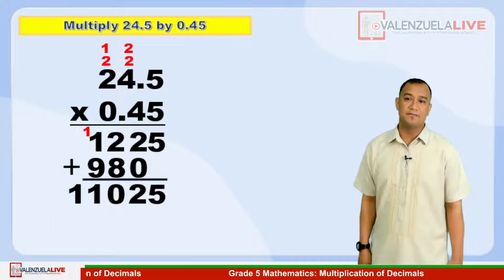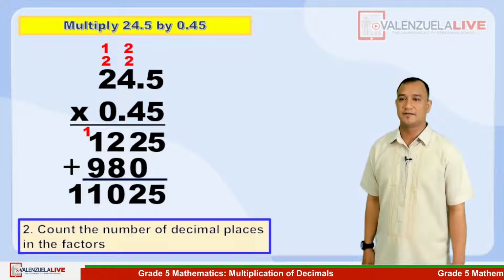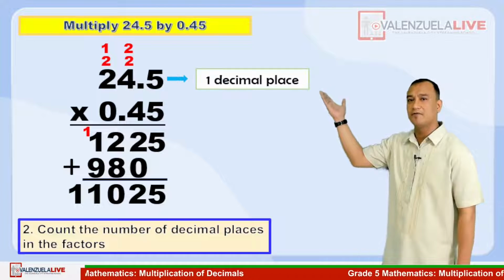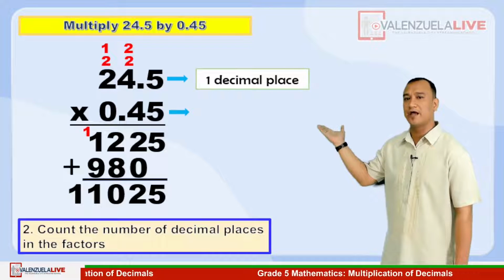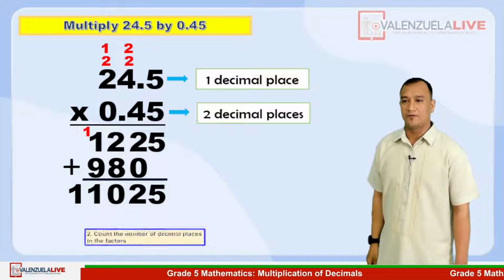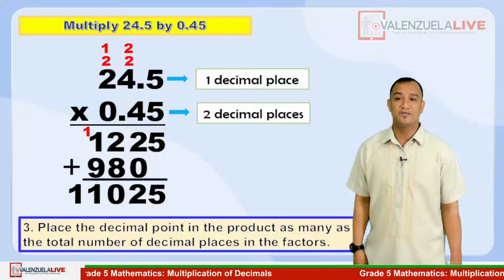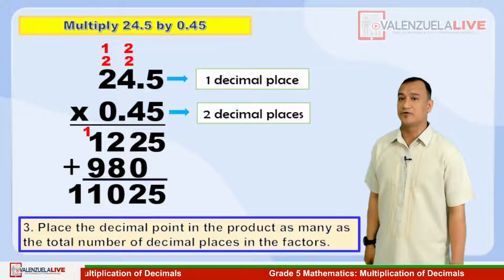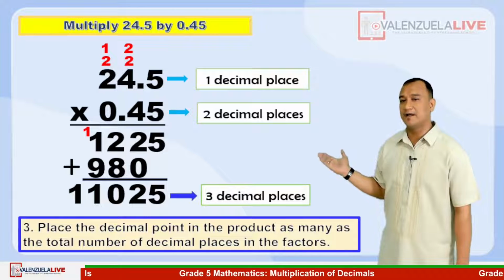For our second step, count the number of decimal places in the factors. So let's count. For the first factor, we have 1 decimal place. For the second factor, we have 2 decimal places. And for our step 3, place the decimal point in the product as many as the total number of decimal places in the factors. So in this case, we have a total of 3 decimal places.